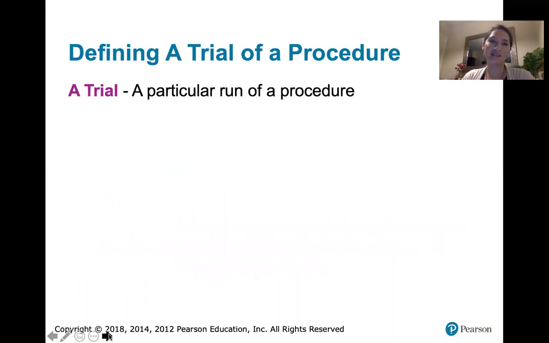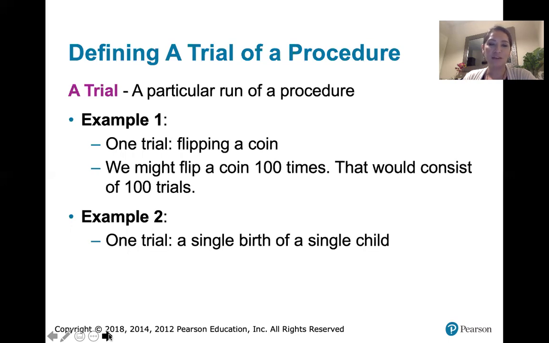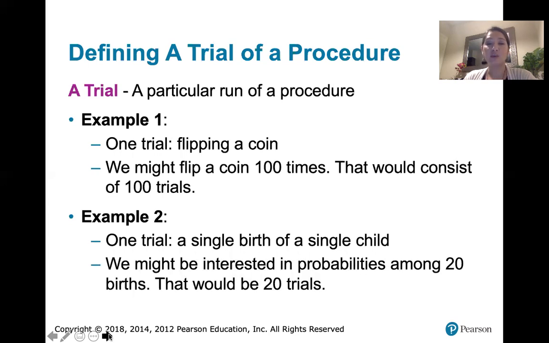Now, a trial is just a particular run of a procedure. So maybe the procedure is flipping a coin. If you flip the coin once, that would be one trial. If you flip the coin 100 times, that would be 100 trials. Similarly, one trial might be a single birth of a single child. If we look at 20 births, that would be 20 trials.